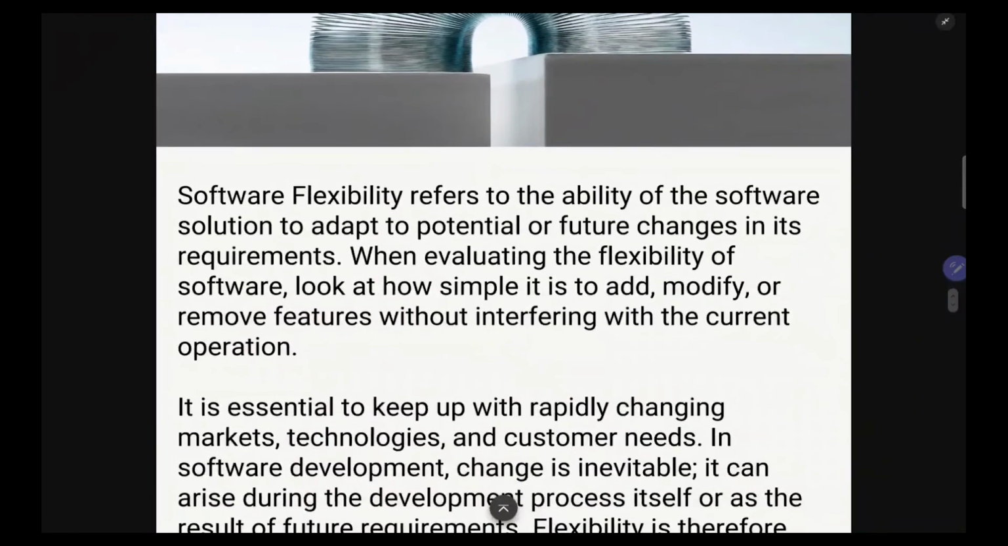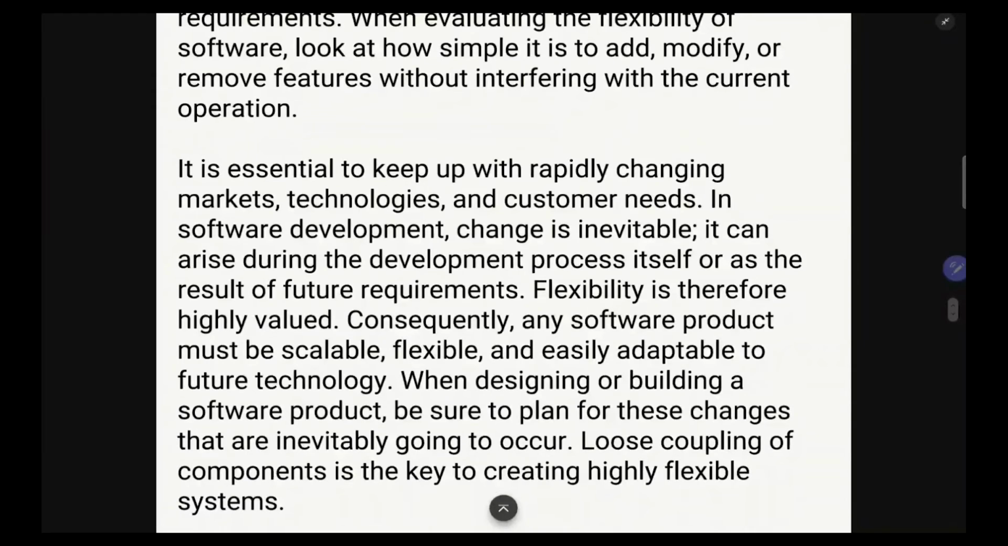Fourth, flexibility. Software flexibility refers to the ability of a software solution to adapt to potential changes in its requirements. When evaluating the flexibility of software, look at how simple it is to add, modify, or remove features without interfering with the current operation. It's essential to keep up with rapidly changing market technology and customer needs in software development. Change is inevitable. It can arise during the development process itself or as the result of future requirements. Flexibility is therefore highly valued.